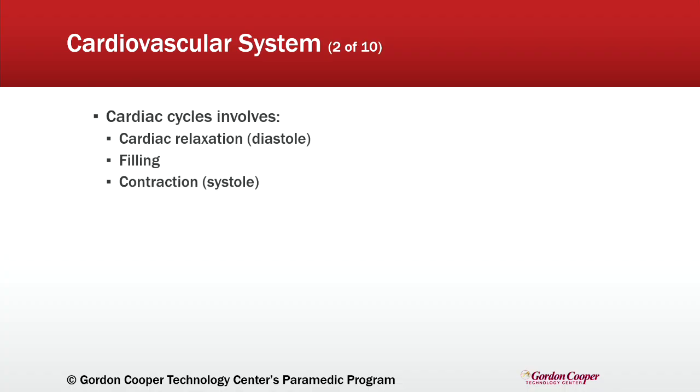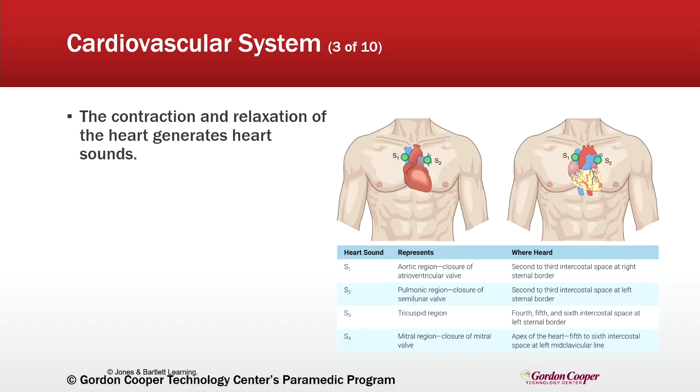The cardiac cycle involves the process of cardiac relaxation or diastole and the filling of the ventricles with blood, and finally, the cardiac contraction or the systole cycle of the heart. So relaxation and filling, and then ultimately contraction. The contraction and relaxation of the heart, I'm going somewhere with this, so hang with me. The contraction and relaxation of the heart combined with the blood flow that is generated, they create the characteristic heart sounds that you hear with a stethoscope when you listen over the heart.